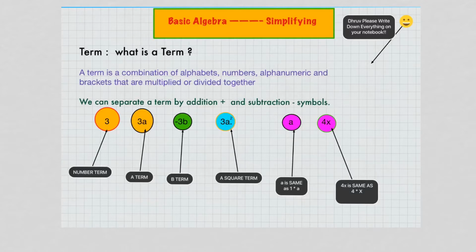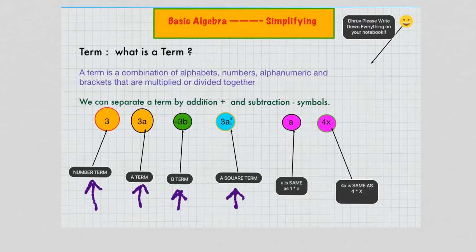Before I explain the types of terms we have, let me tell you one more thing. We can separate a term by addition (plus) or subtraction (minus) symbols. The first one we have is a number term, which is this one. 3 is a term. Second one, in 3a, a is a term. Minus 3b, b is a term.